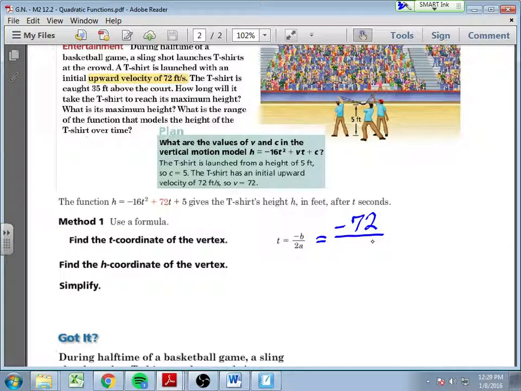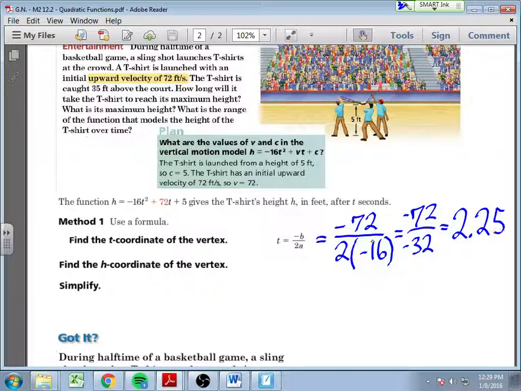Our a is the first coefficient in the equation. So what's our a here? Negative 16. Thank you, Grant. I evaluate this. I have negative 72 over negative 32. What'd you get? 2 1/4. So that tells me it takes 2 1/4 seconds for my shirt to reach the maximum height.